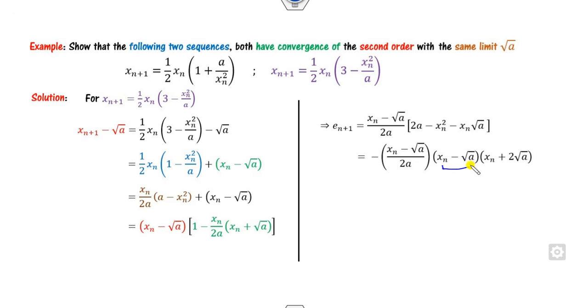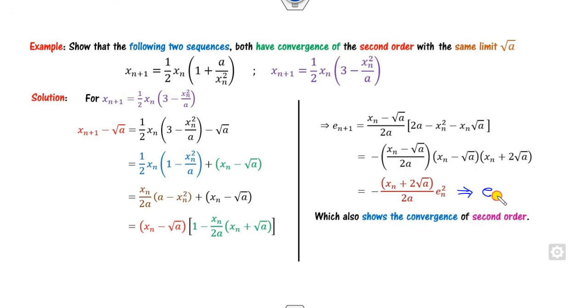Now clearly this is my en plus 1, so the left hand side is en plus 1. This is my en divided by 2a, this is my en, and this is my number here. So I can write this as en square. After that, this is proportional to en square. Because of this 2, it is of second order convergence.